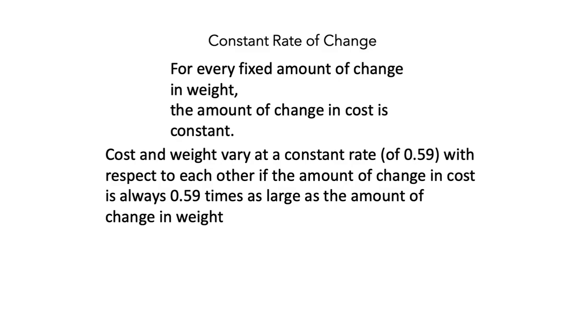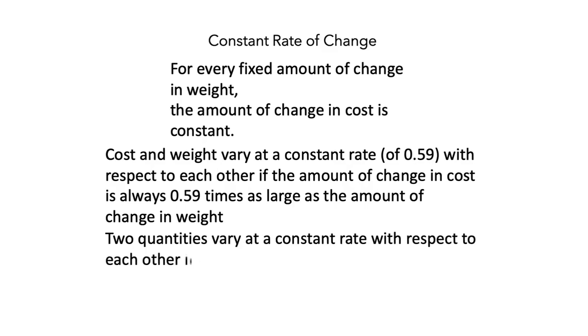If we think about the examples we've seen, we can summarize the notion of constant rate of change in the following way. Two quantities vary at a constant rate with respect to each other if changes in their measures are proportional.